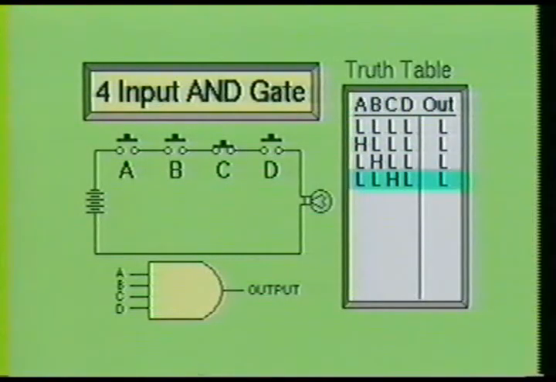After releasing switch B, we energize switch C and the lamp still remains turned off. By looking at the truth table, we can see a low on switches A, B, and D, and a high on switch C. The output still remains low.